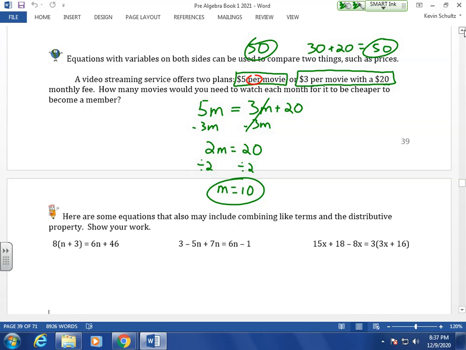So the question being, how many movies would you need to watch each month for it to be cheaper to become a member? It doesn't actually say which plan is the membership plan. Whoops, I'll fire my editor. But I guess you would probably assume that the cheaper per movie with the monthly fee would be the membership service. So your 11th movie, then, it would be cheaper to pay that monthly fee. 10 is that tipping point where they are the same. That 11th movie, it'll be cheaper.